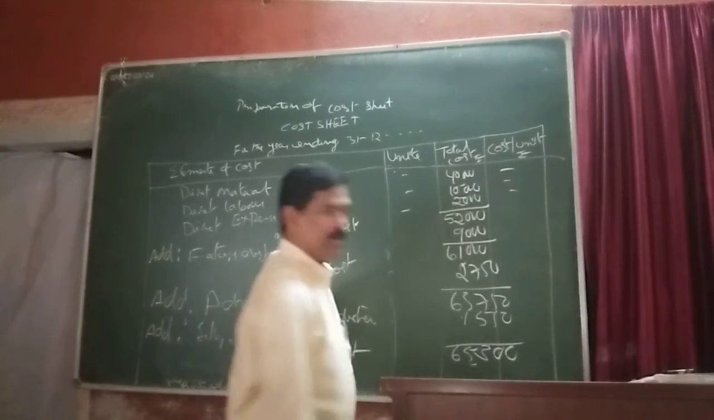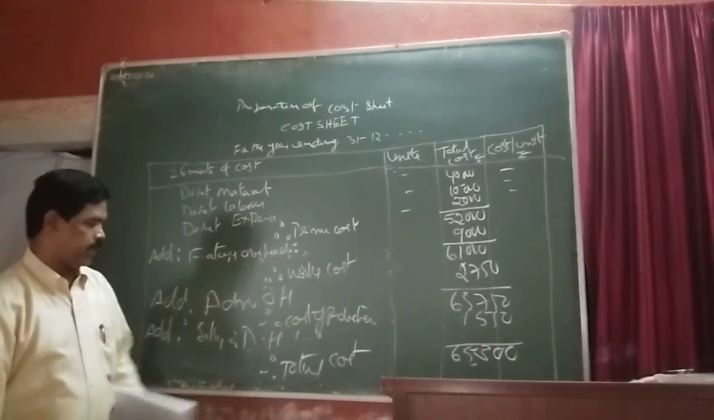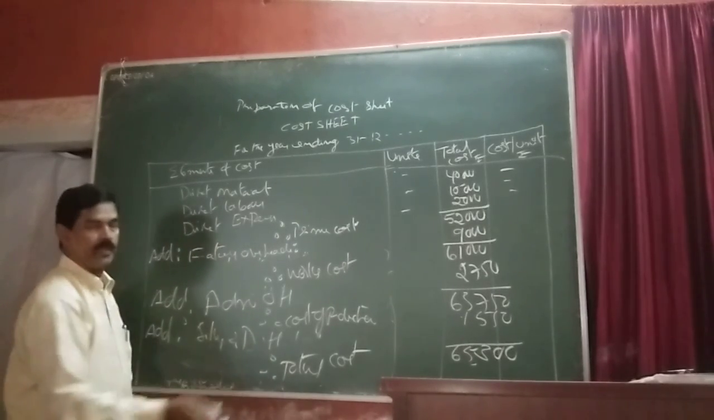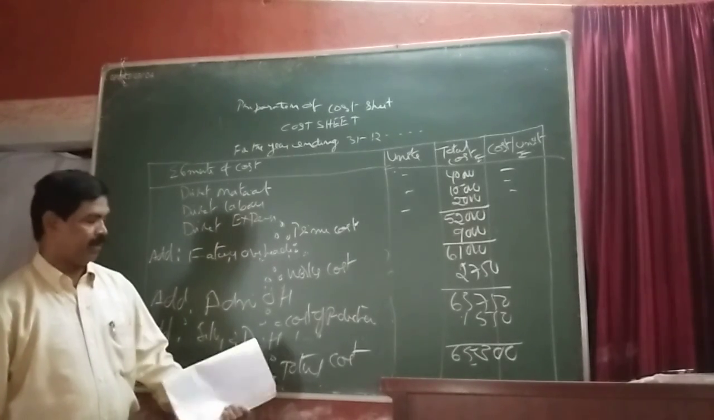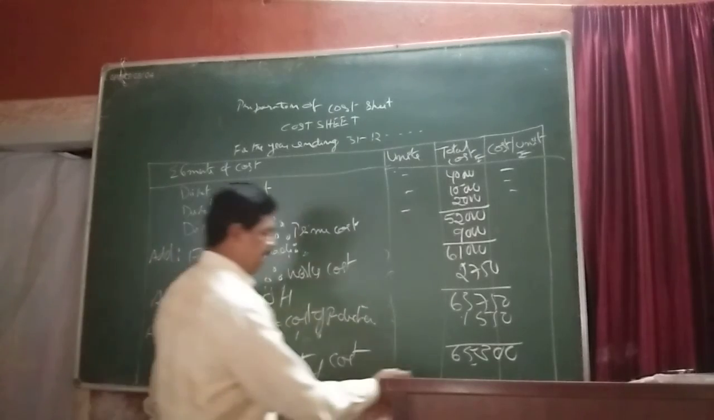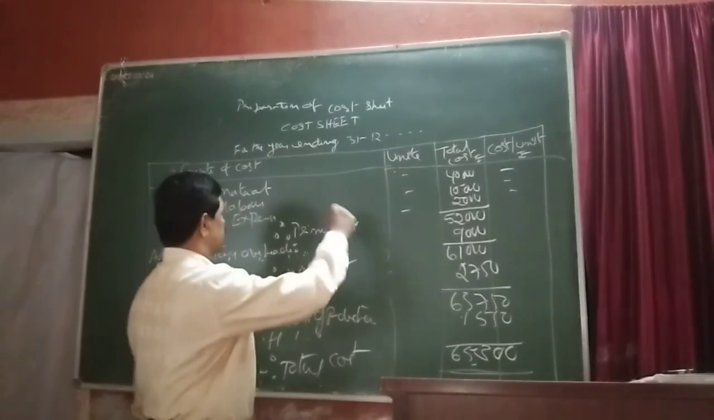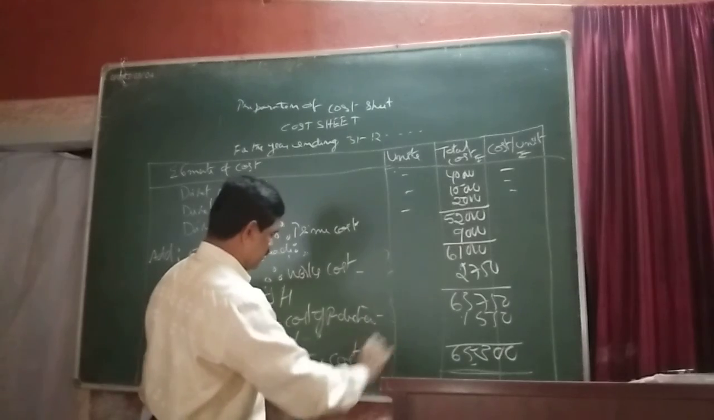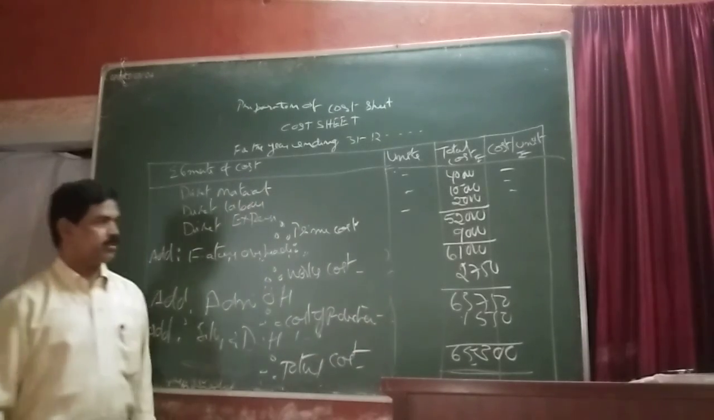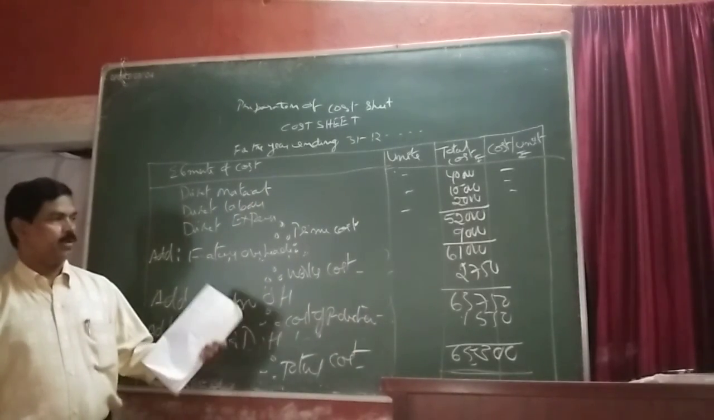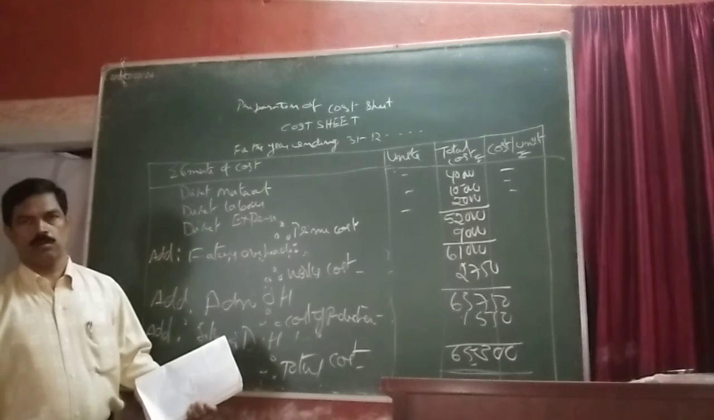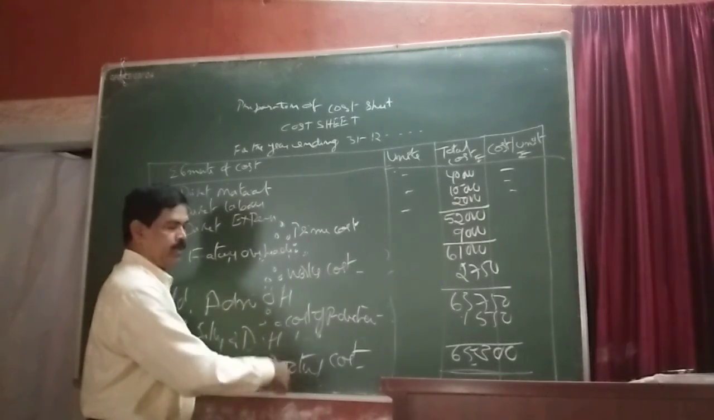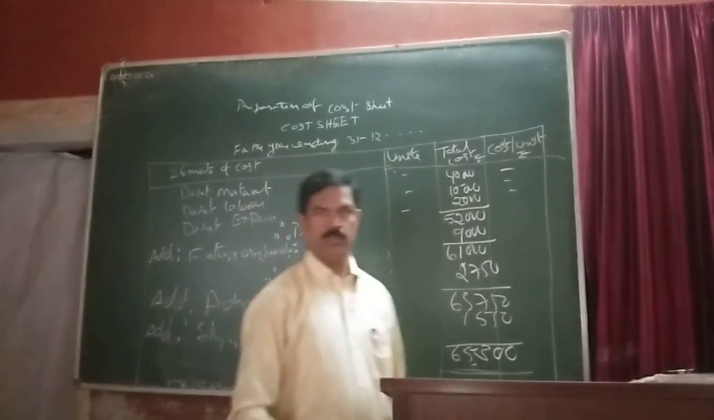See, in the problem, profit is given. We add profit. After adding the profit, we will get the sales. Here the profit is not given. We are only asked to calculate prime cost, works cost, cost of production, then the total cost. So this is how under the cost sheet we calculate the total cost. If we continue, we add profit, then we will get the sales. So that's all.